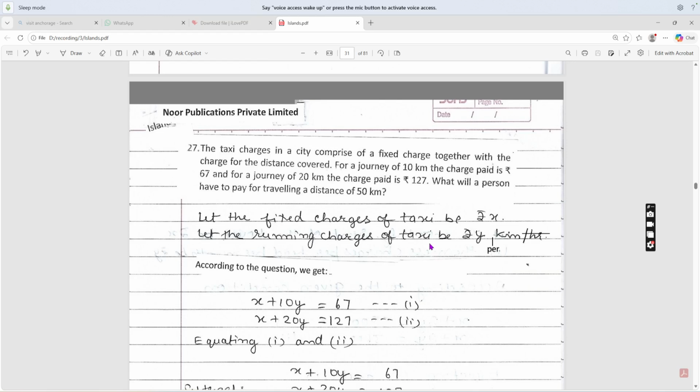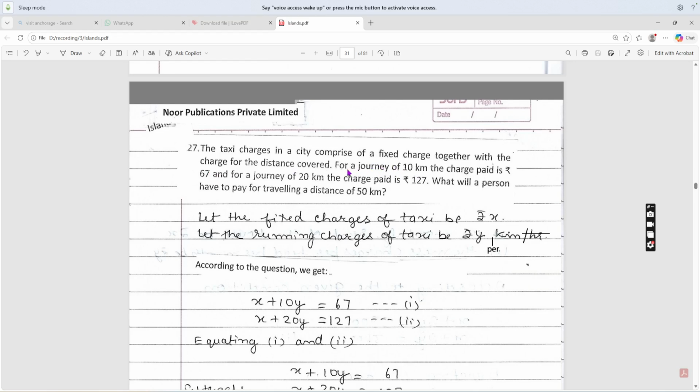Whatever the extra kilometers or whatever the total kilometers we are going to run, we have to pay y rupees per kilometer. In the first case, the taxi has run 10 kilometers. It is clearly mentioned. So 10 into y is the variable charge. In the next case, the total kilometers run is 20 kilometers. So 20 into y is the variable charge. So in the first case, the total charge would be x plus 10y, because 10y is the variable charge and x is the fixed charge, and the total money paid or total fare charged to the passenger is 67 rupees.